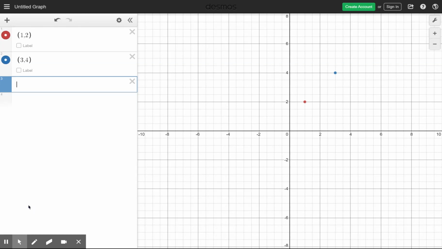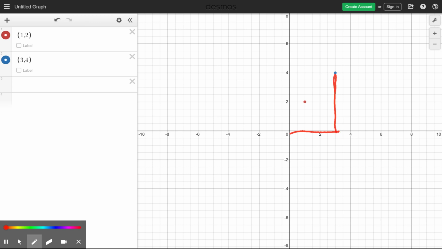Okay, so today we have the points (1, 2), which is over 1, up 2, and we have the point (3, 4), which is over 3, up 4, right here. Now, if we wanted to find a point that would be on this exact same line, we could use the slope to help us figure it out.